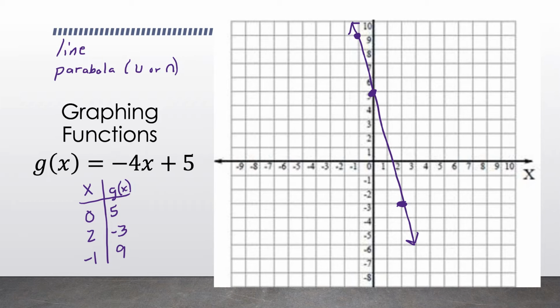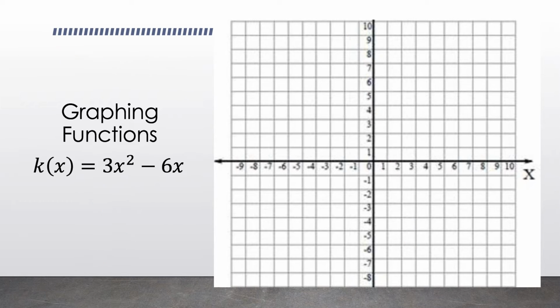And now we have a graph of the function -4x plus 5. All right, we're going to move on and look at a second example, and we'll do the same thing. Our function is k of x is equal to 3x squared minus 6x.